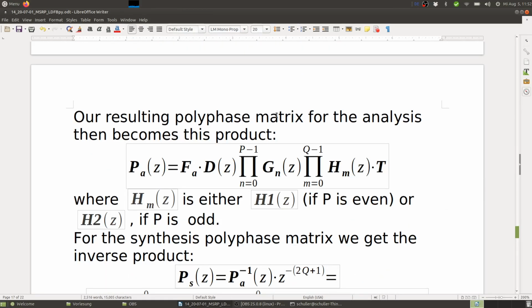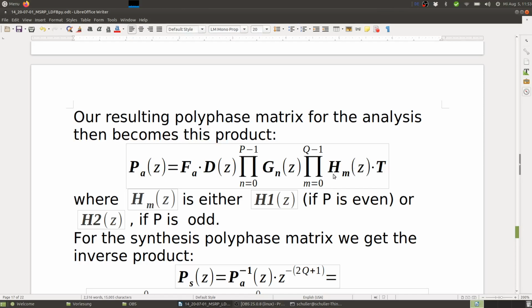So the resulting polyphase matrix for the analysis then becomes this product. Here this PA now is our polyphase matrix for the analysis, and it consists of this product. So we start with our FA matrix, this diamond-shaped folding matrix which contains real-valued entries. We multiply it with our diagonal matrix, the diagonal delay matrix, and then we have a certain number of zero delay matrices G, so P of them. And then we have another number of maximum delay matrices, Q of them. And finally, we multiply it with our DCT4 transform matrix.